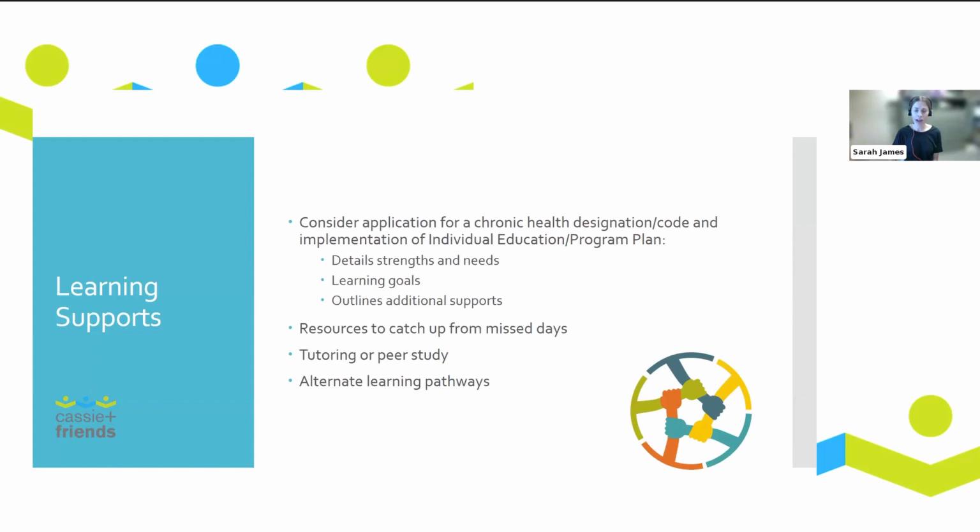Students who have juvenile idiopathic arthritis and some other rheumatic diseases may be eligible for a chronic health designation, and then implementation of either an individual education or program plan. This will vary province to province across Canada and of course in different countries as well. So this is of course something to chat with your school team about, but just some things to bring to mind.